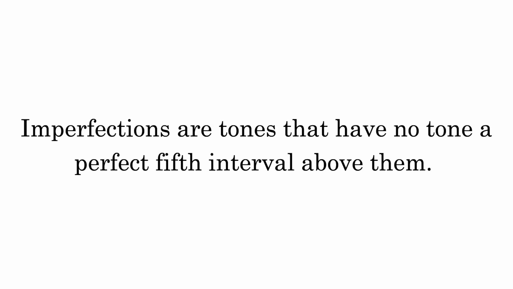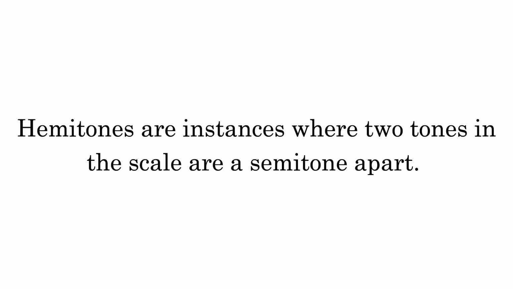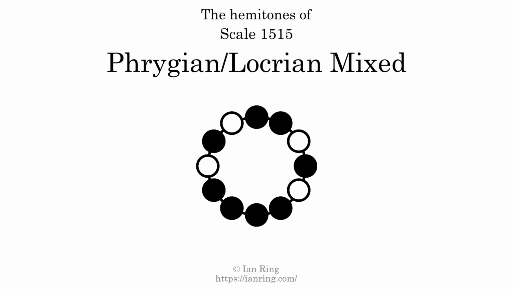Imperfections are tones that have no tone a perfect fifth interval above them. This scale has 1 imperfection. Here, hemitones are instances where 2 tones in the scale are a semitone apart. This scale has 4 hemitones. They are at positions here, here, here, and here.